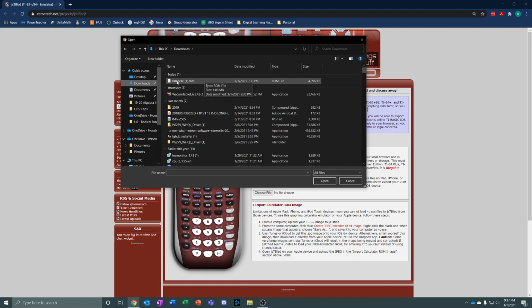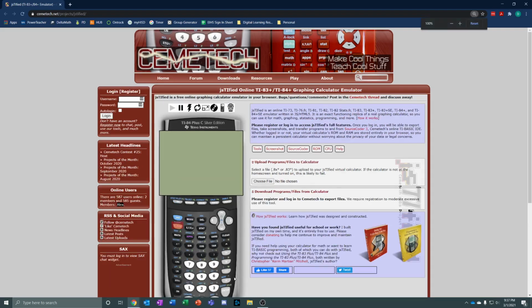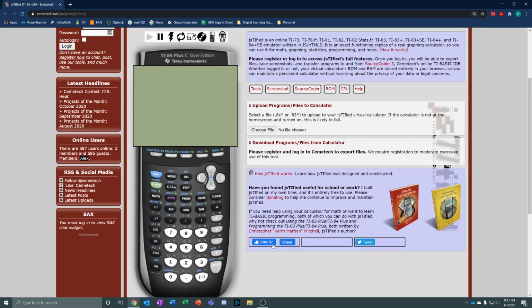This one is called TI84 PCSE, which is the one that most closely emulates the one that we have at school. So double click on that, and it loads it, and at this point it's ready to go, and it now functions exactly like a calculator at school. Let me zoom in here just a little bit so you guys can see everything. Literally all these buttons are exactly like what we have at school.